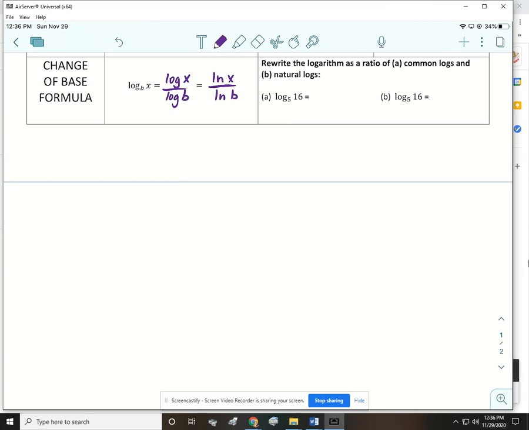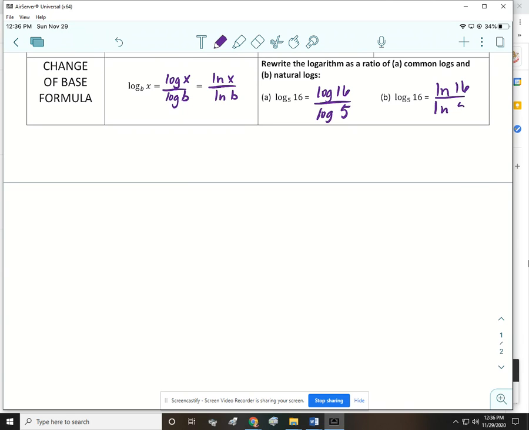All right, so for log base 5 of 16, we want to write it using common logs and then write it using natural logs. So with common logs, it's just going to be log of 16 over log of 5. And then natural logs is going to be natural log of 16 over natural log of 5. And what we used to have to do whenever we didn't have the calculators that would do different bases is then we would just type that in the calculator and we could estimate the value of the logarithm.